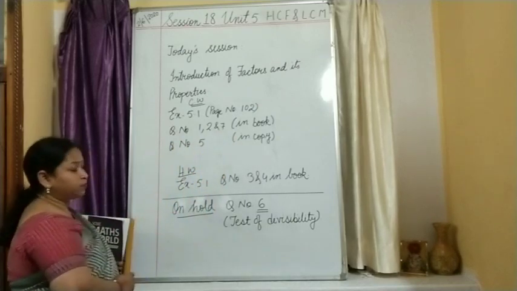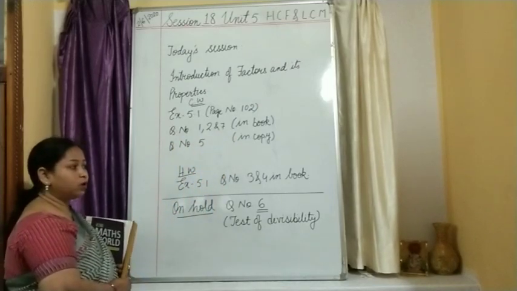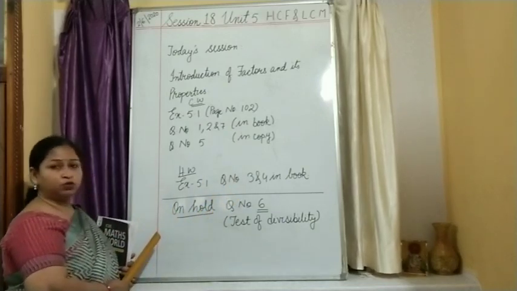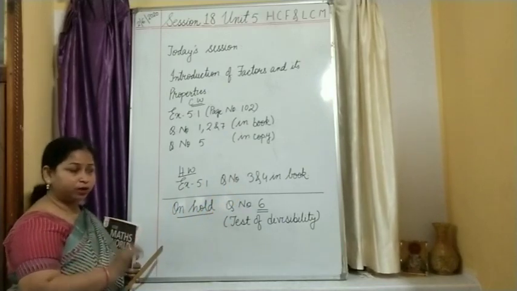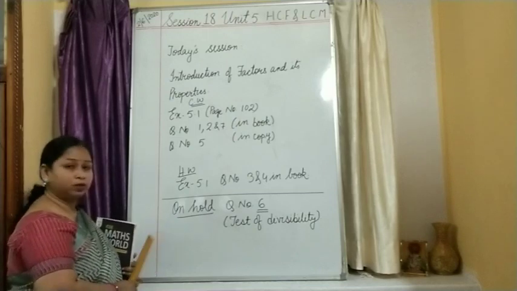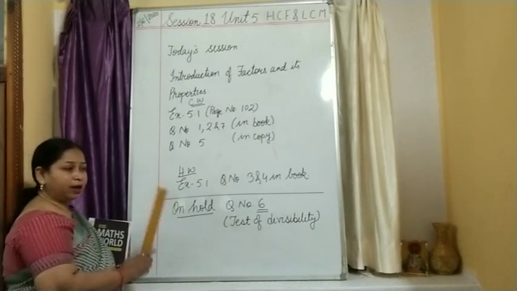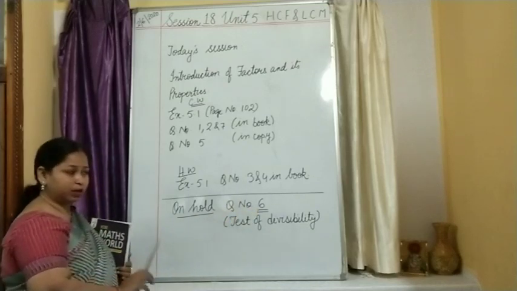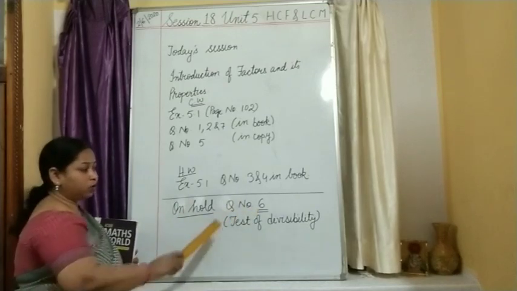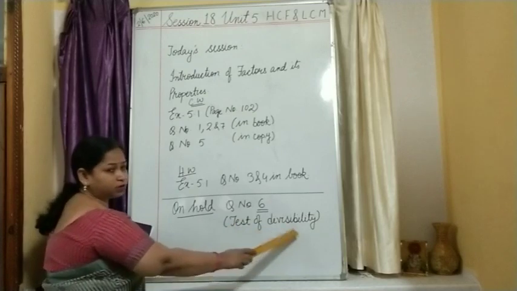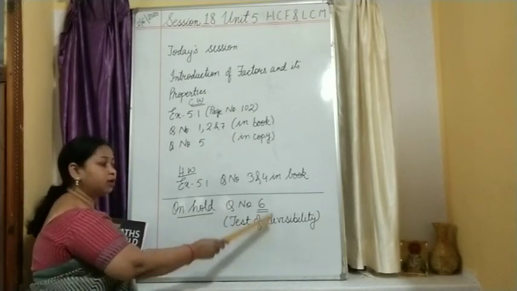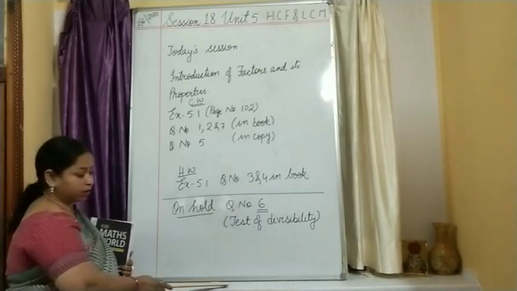Now what about question number 3 and 4? Question number 3 and 4 are homework for you, which you have to do in the book. Space is already given over there. I will just show you in the book itself. Then I am just holding question number 6. Question number 6 I have set on hold because it is based on test of divisibility, children. So, when I teach you test of divisibility, then we will come back to question number 6.